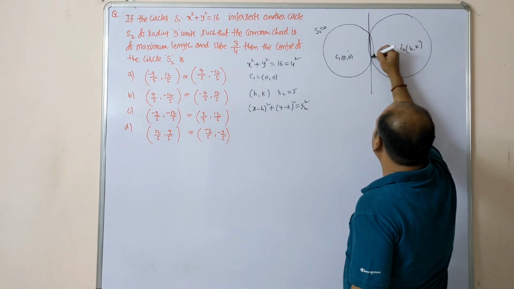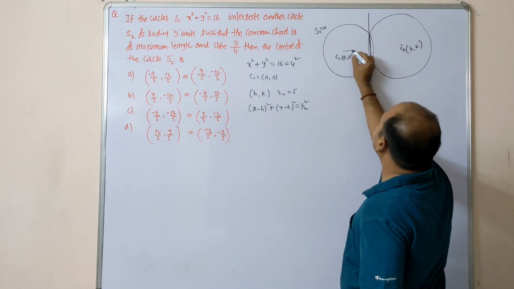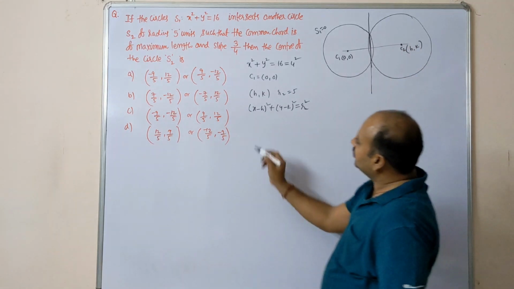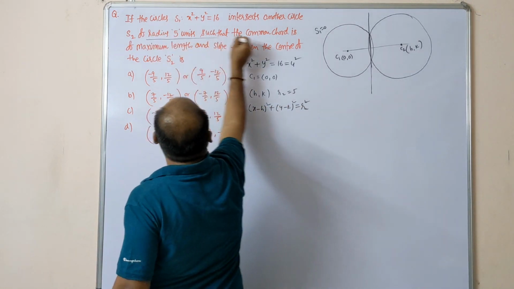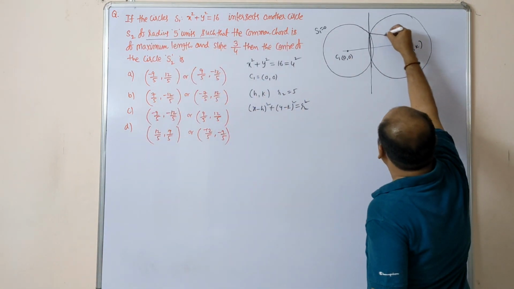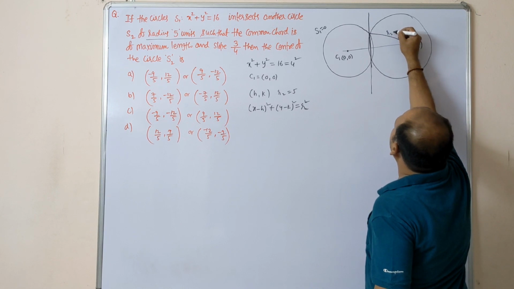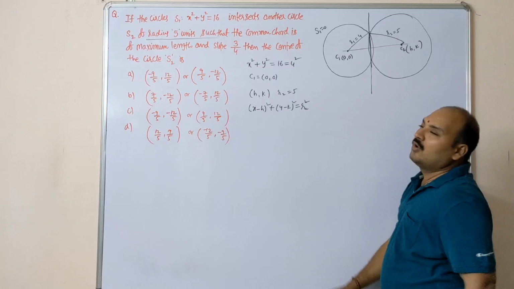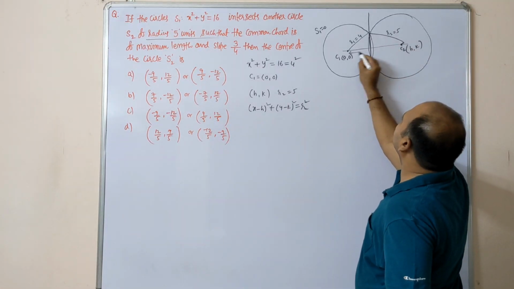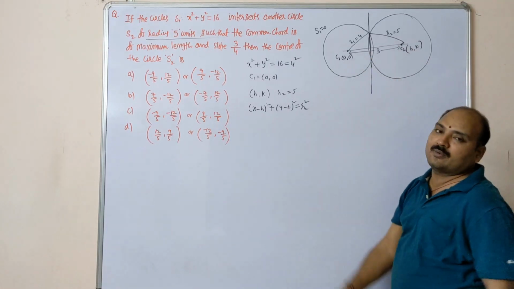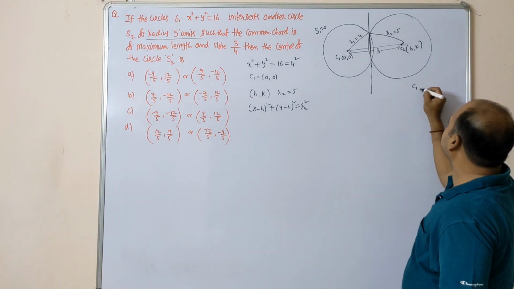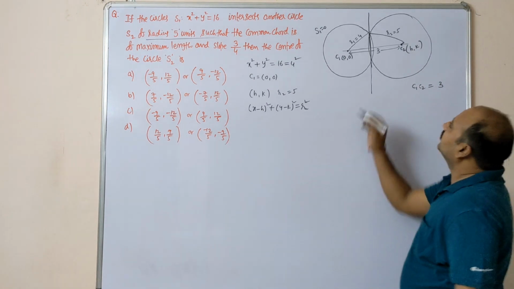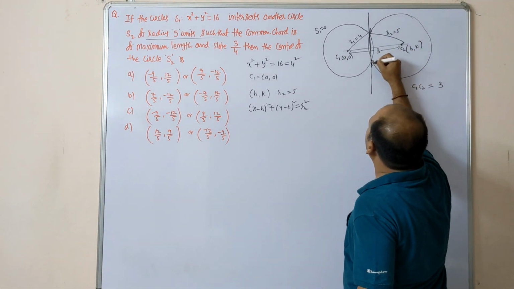The common chord is the line joining their centers. So the radius of the second circle is R2 equals 5, and R1 equals 4. With 4 and 5, the distance between them follows a right angle triangle, a Pythagorean triple. C1, C2 distance is equal to 3 units. This is the common chord AB, whose length is 4 units also, they are saying.